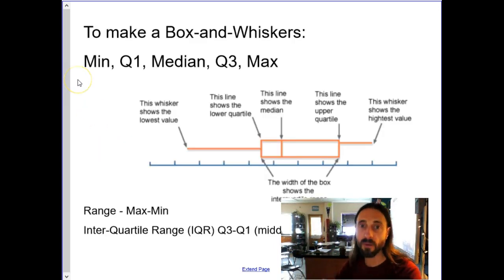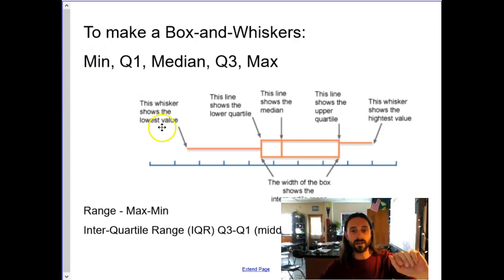So to make a box and whisker plot, you need 5 pieces of information. You need the min, or the lowest data value. You need the median, or the middle number. You need the maximum, which is the highest value. And when I put Q1, I'm referring to the lower quartile, and Q3, I'm referring to the upper quartile. Now, what is Q1 and what is Q3?